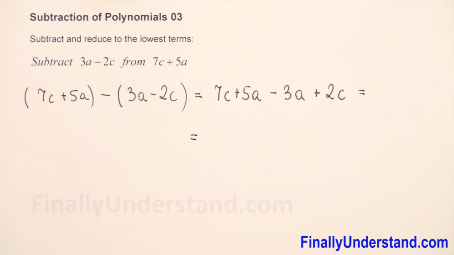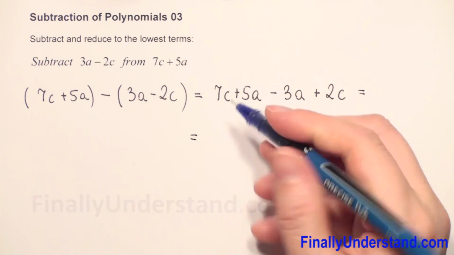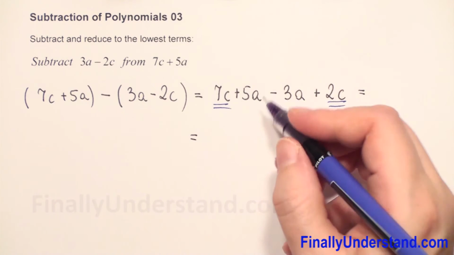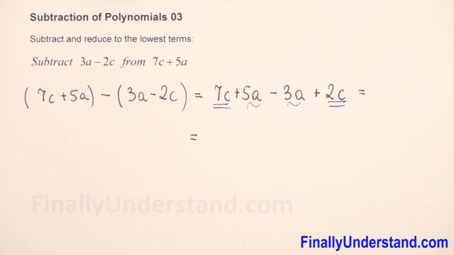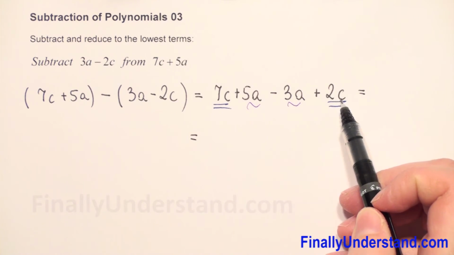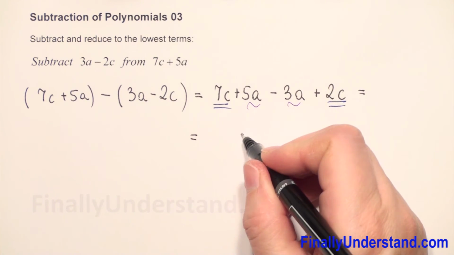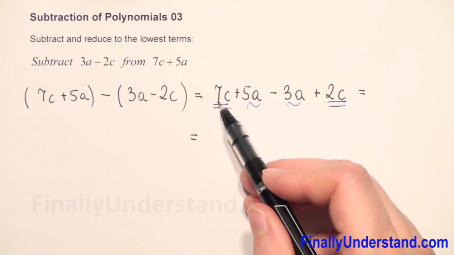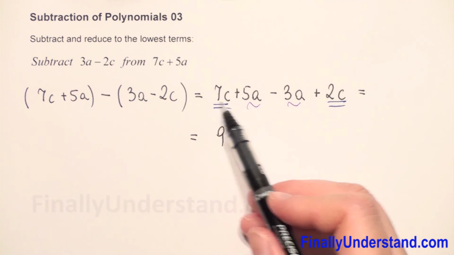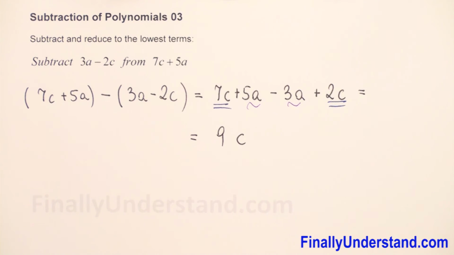Now we have to combine the like terms. We have 7c and 2c, and we have 5a and negative 3a. 7c and 2c: we have to copy variable c and we just add the coefficients. 7 plus 2 is 9. Positive 9 because those coefficients are positive. So for sure this is a good answer.